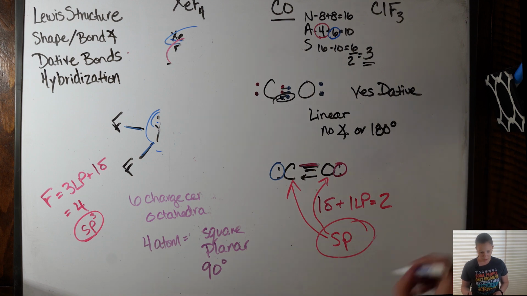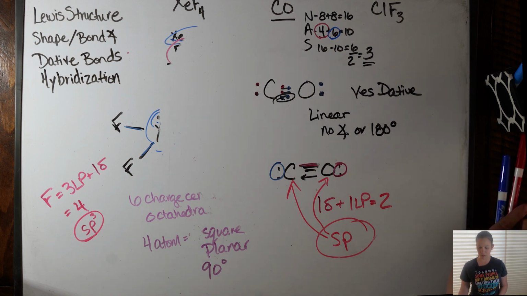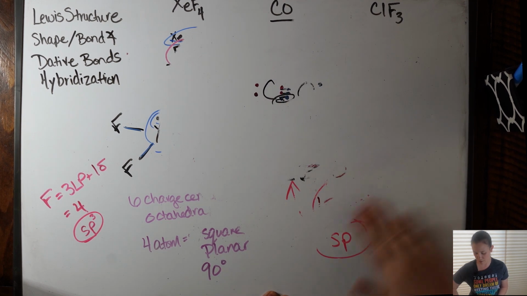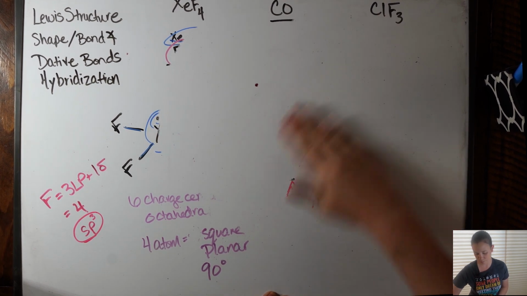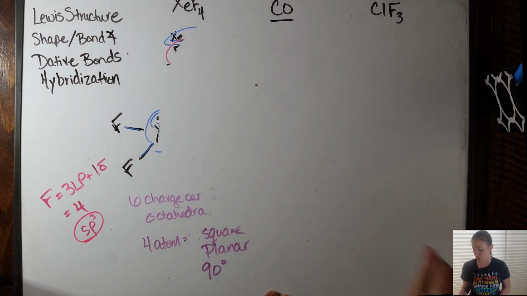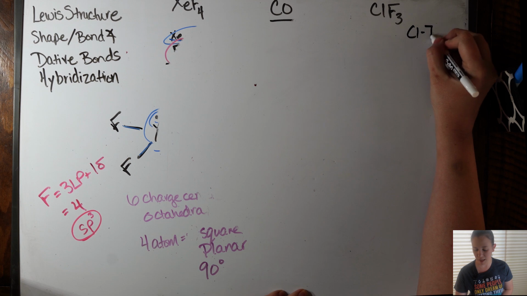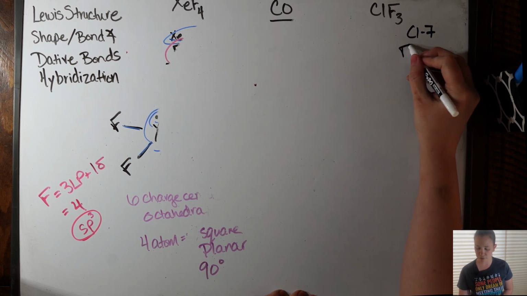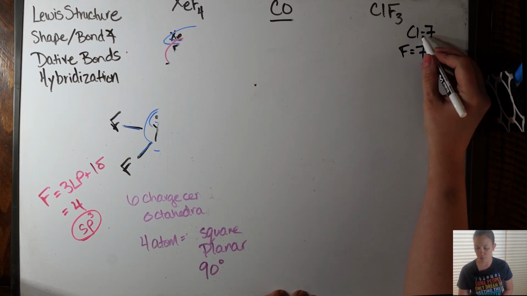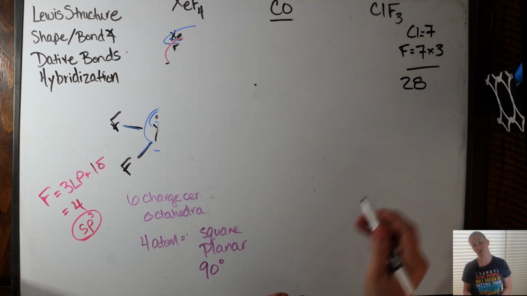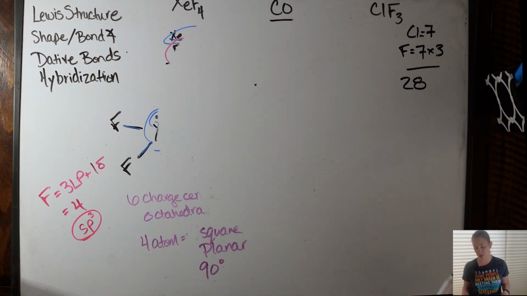All right, so that wraps up carbon monoxide. On to our last example, the chlorine trifluoride. Let me make a little more room. So chlorine, we know, can provide 7 electrons, and fluorine also 7, but there are 3 of them. So that is a total of 28 electrons that I need to place in the Lewis structure.